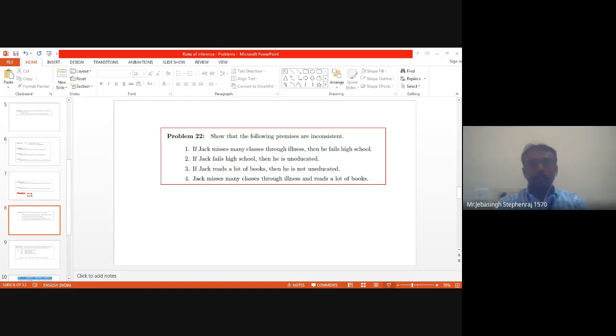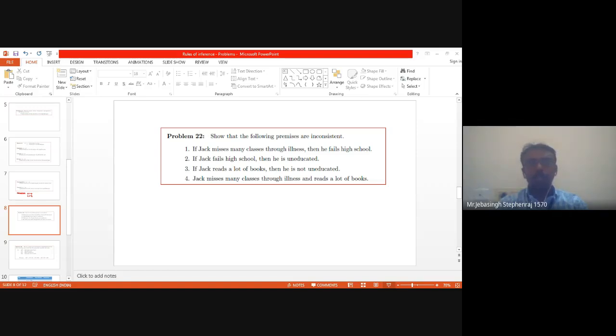For example, the first statement: misses classes. That's a unique point in the first statement. So I can take the first letter of these two words and give MC as the variable for this statement. What is the meaning of MC? Misses classes. Who is missing classes? Jack. That's always understood, so it's easy to remember the statement by looking at the variable. MC means misses classes.